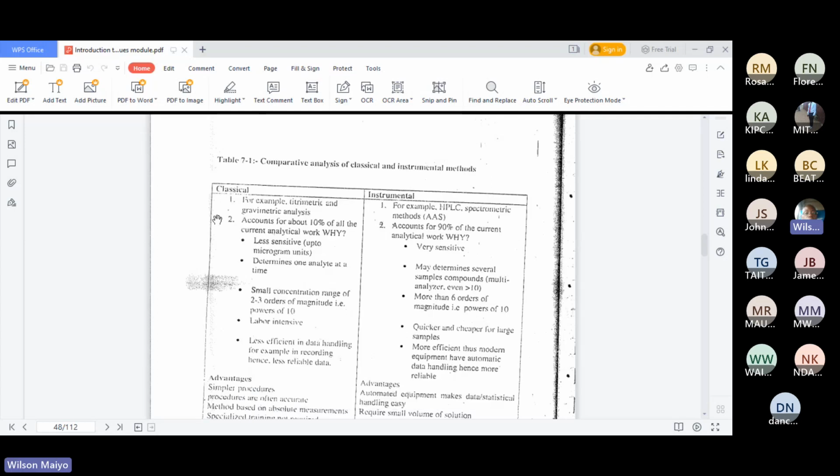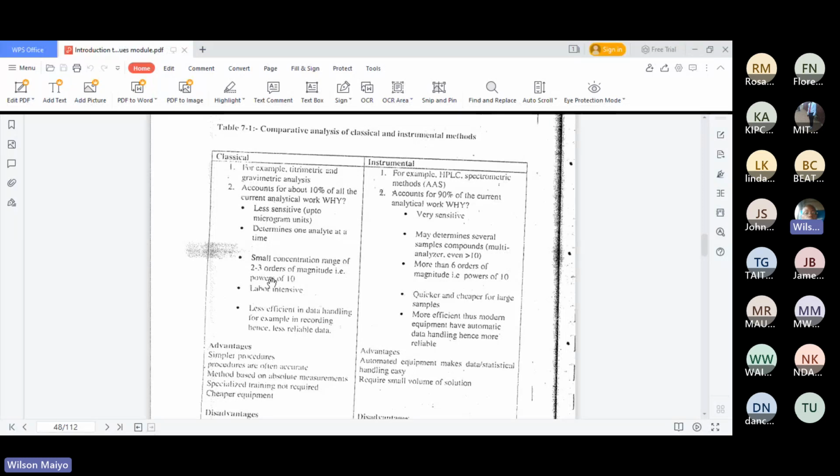Now again, the classical methods work on a small concentration range of between 2 to 3 orders of magnitude, while instrumental work at more than 6 orders of magnitude. So they are, as was mentioned before, quite sensitive, and their detection limits go up to the powers of 10, up to the powers of 6. They are very sensitive.